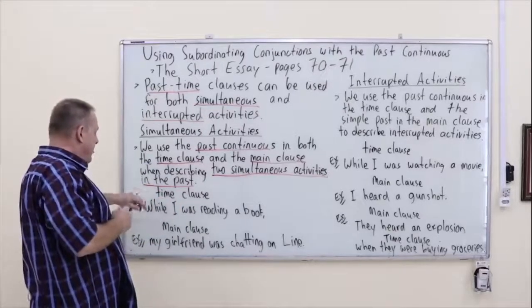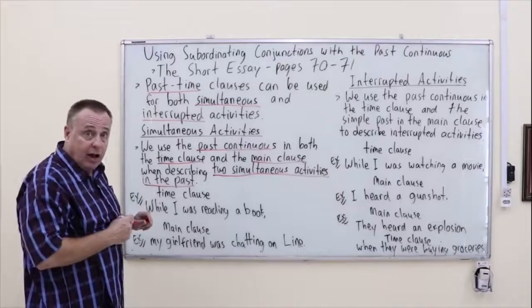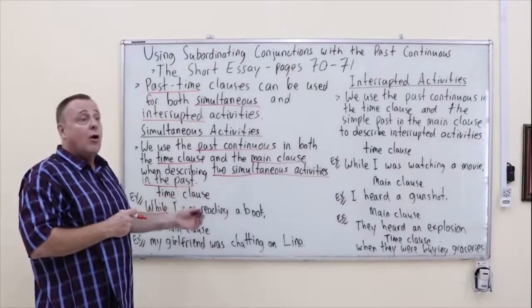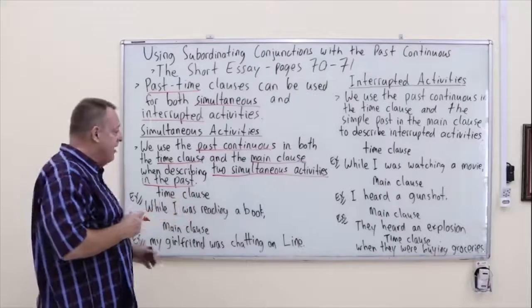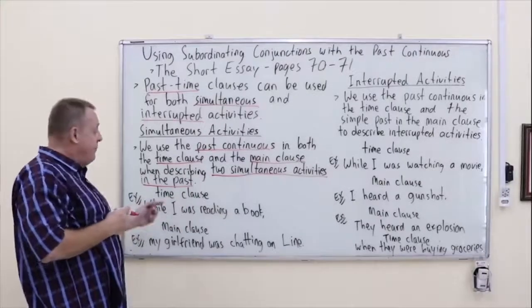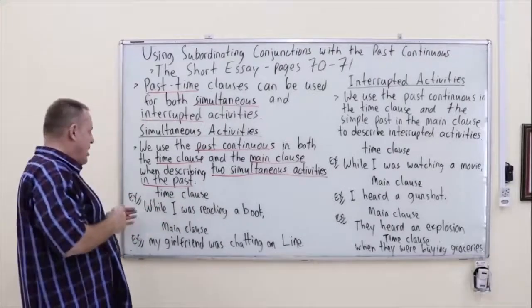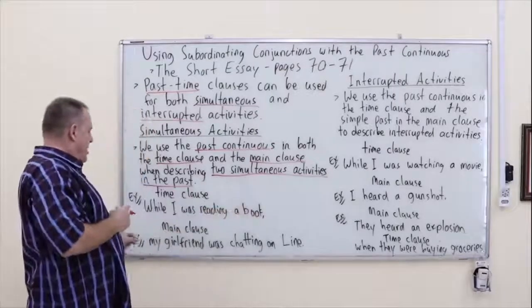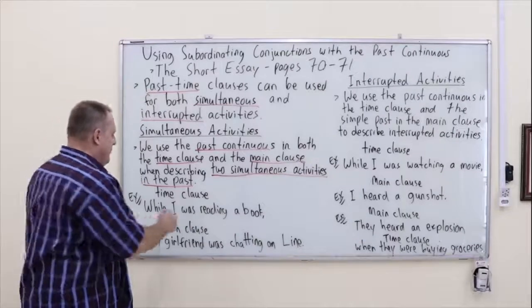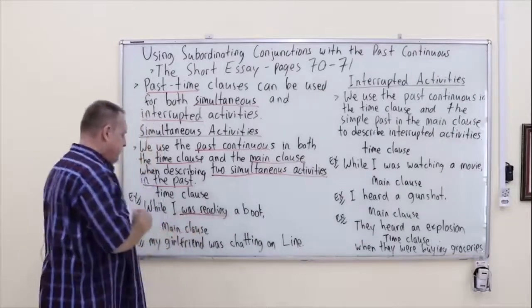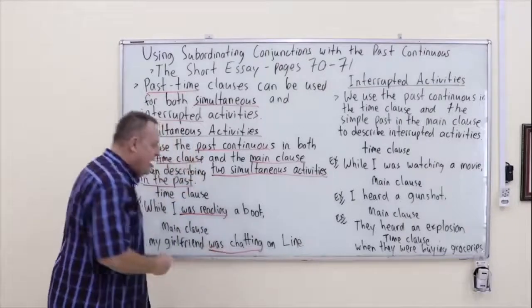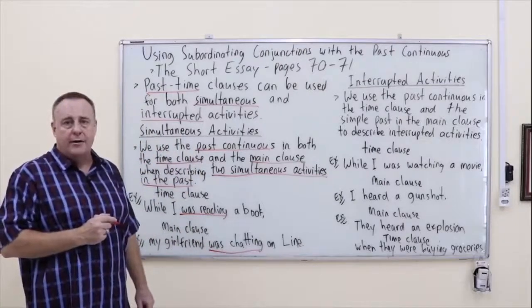So here we'll begin this sentence with the time clause. And remember, in these sentences, you can begin with the dependent clause or the main clause. It doesn't really matter. For this one, we'll begin with the dependent time clause. While I was reading a book, comma, and we have the main clause. So while I was reading a book, my girlfriend was chatting online.